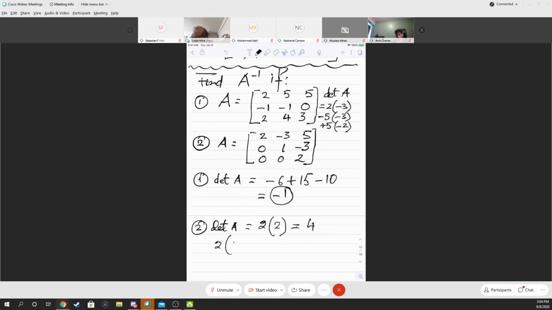2 times 2 plus minus plus 3 times 0 plus minus plus 0. Yeah, 4. So very good. In both cases, A inverse will exist. Now you will tell me, you will find the A inverse. Quick.